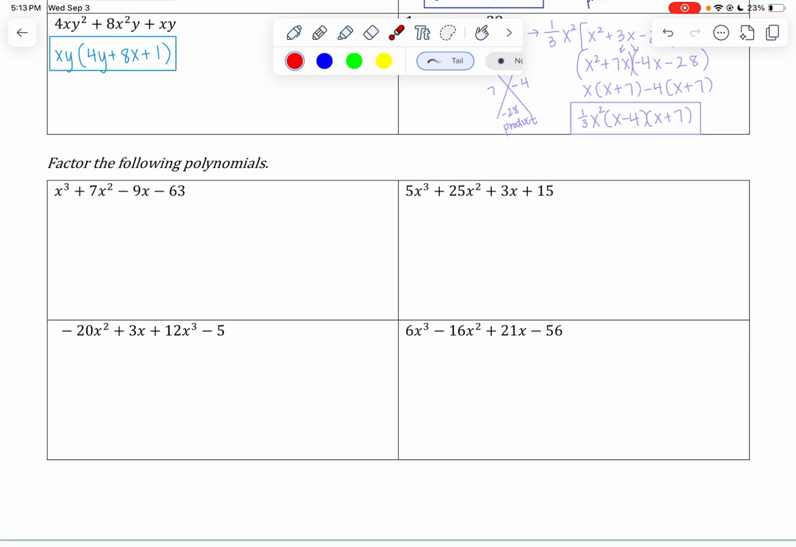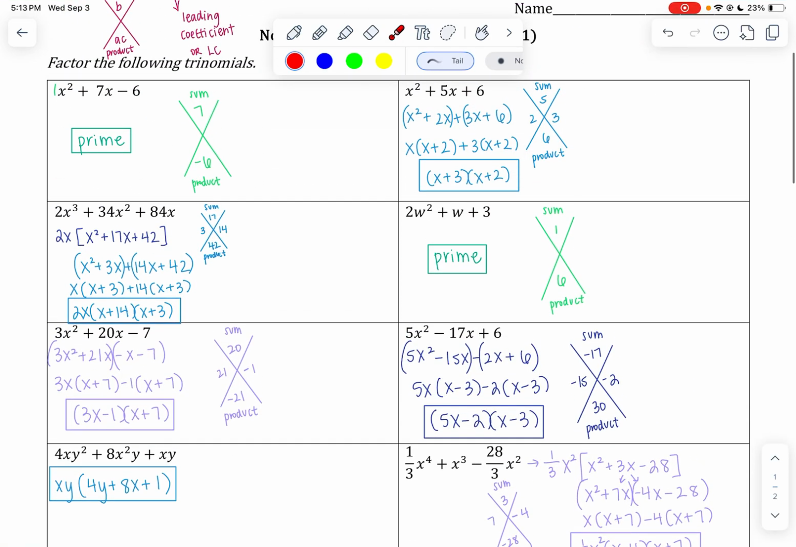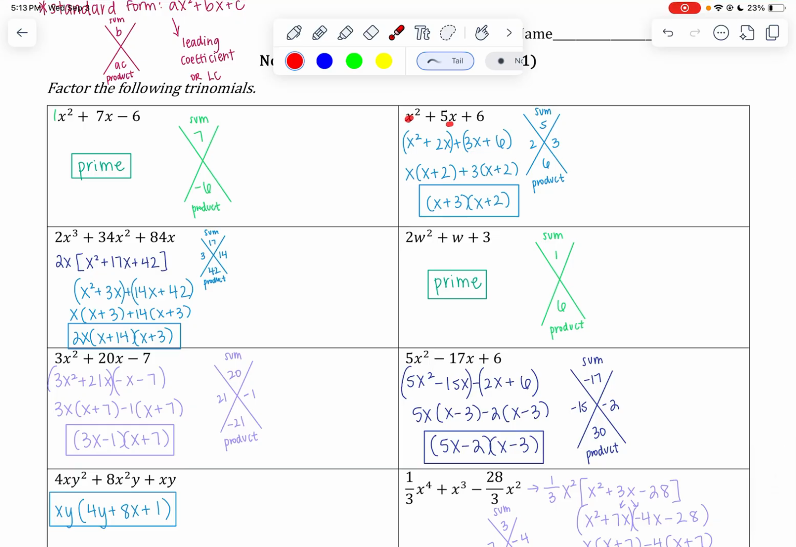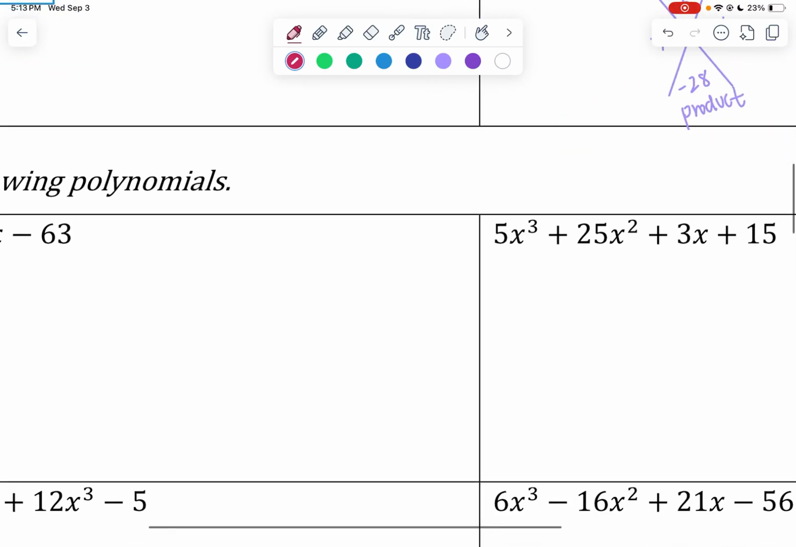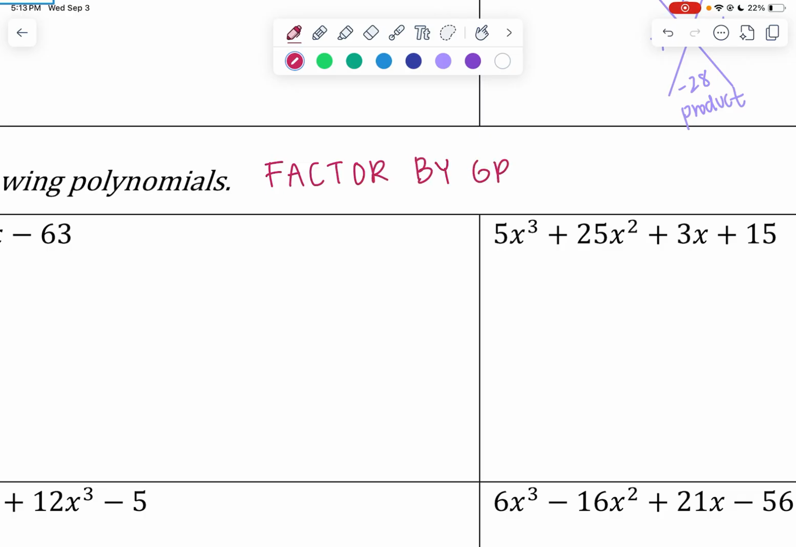So picking up where we left off, we're switching from trinomials, meaning 3 terms, to just polynomials, meaning that there's 4 or more terms. Now, we've been factoring by grouping, and what's nice about polynomials is that we're going to continue to factor by grouping. Factor by grouping meaning that you just group it and then you factor out what you can.